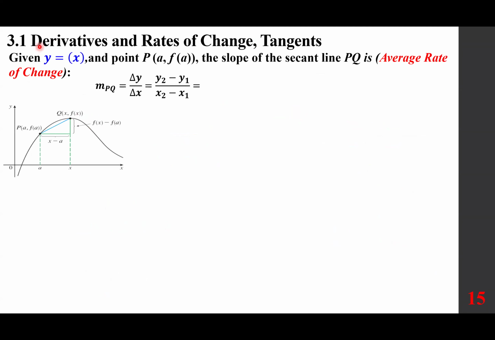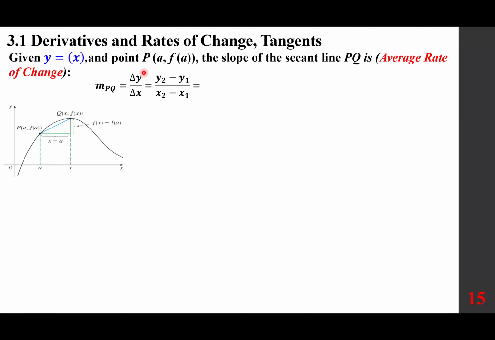Derivatives and rates of change. Given y equals f of x and point A, comma f of a, this point, the slope of a secant line PQ, you have another point. The blue line is called the secant line. It represents the average rate of change of y with respect to x, and this is a good old slope.